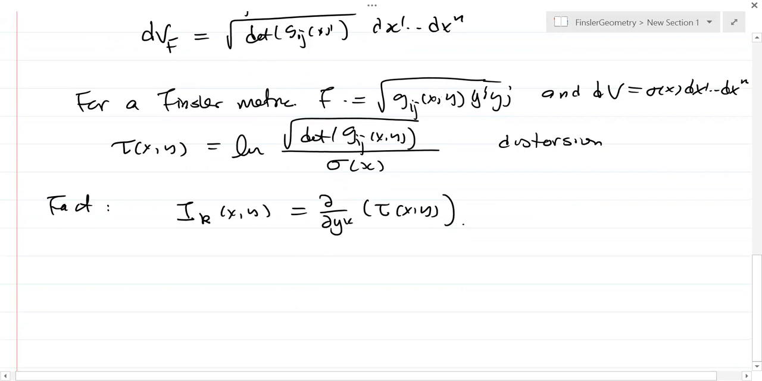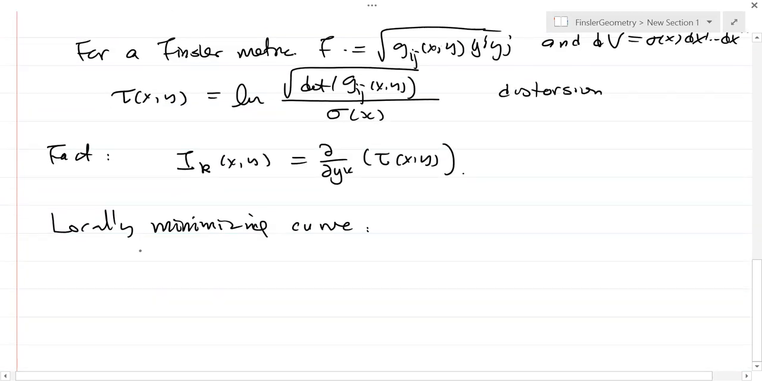Now, locally minimizing curves can be characterized by a system of ordinary differential equations, which is going to be written in this form.